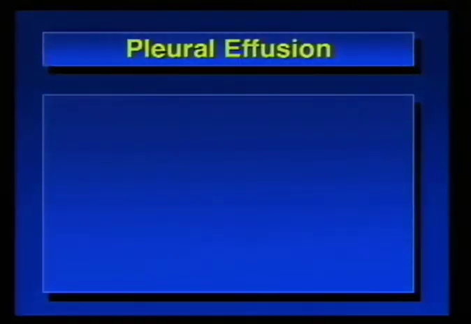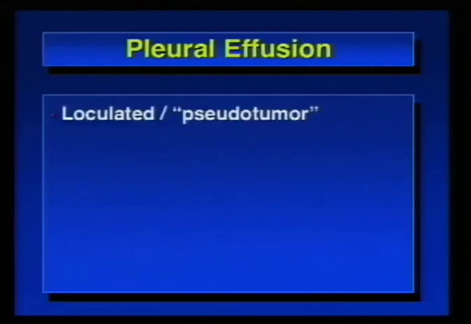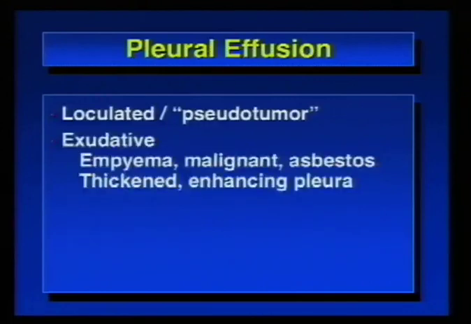Okay, let's move on. Pleural effusions. So loculated pleural effusions or pseudotumor is something that you should be aware of and think about. Exudative effusions such as empyema, malignant or asbestos effusion. How do you differentiate exudative from transudative effusions? If you see on a contrast-enhanced scan thickened, enhancing pleura, that is consistent with an exudative effusion, meaning could be empyema, could be malignant, could be asbestos-related.